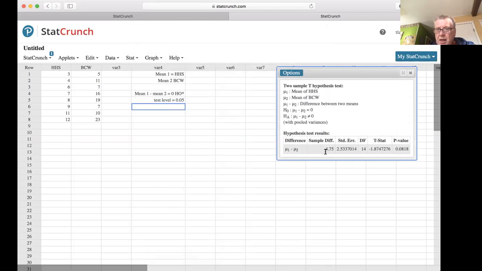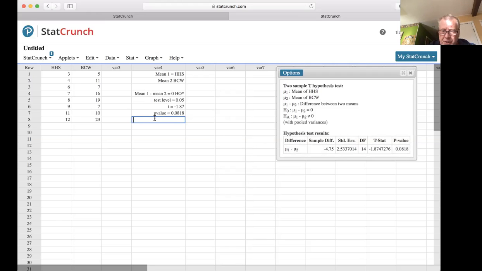It says that our test statistic is minus 1.87. So that's our part 3. So t equals minus 1.87. Our part 4 is our p-value part. So the p-value equals 0.0818. And then for step 5, we look at this and we compare it with our level of significance.